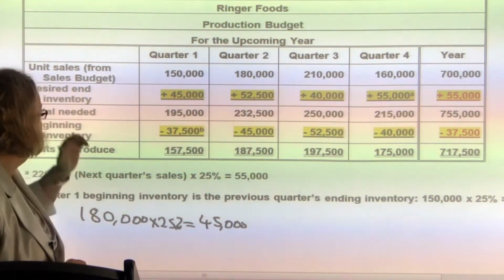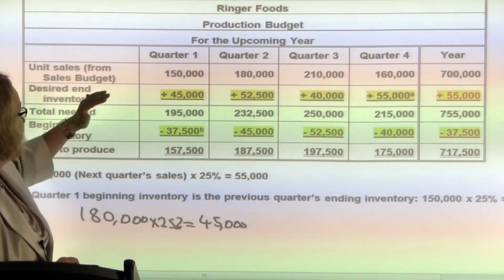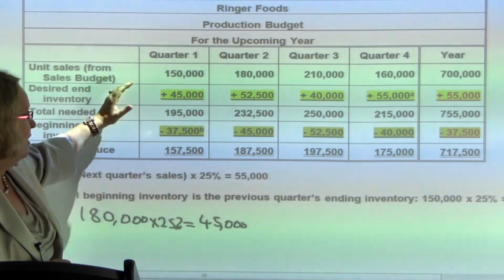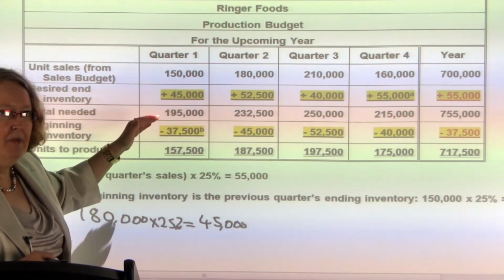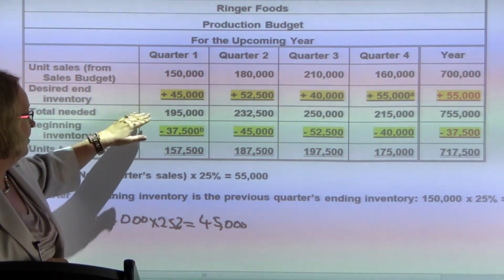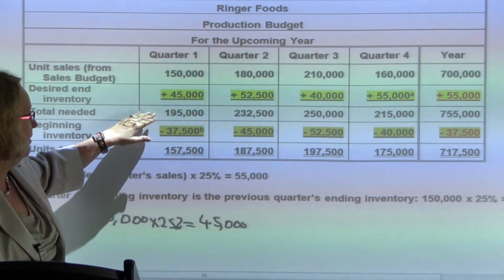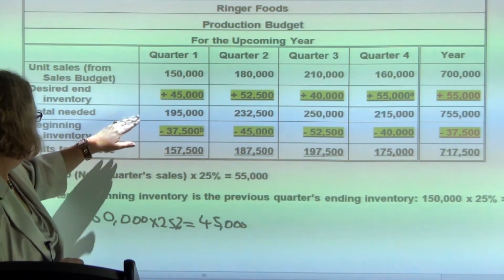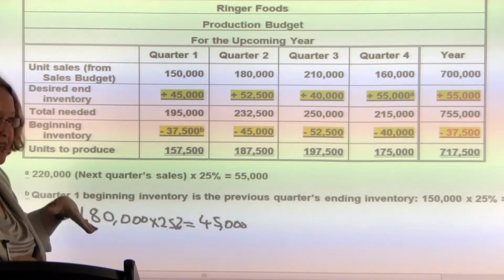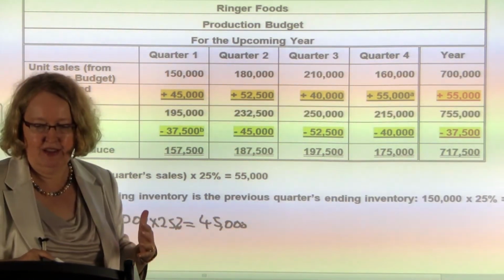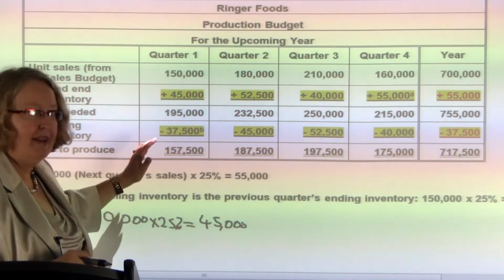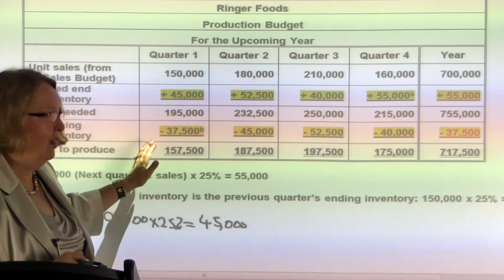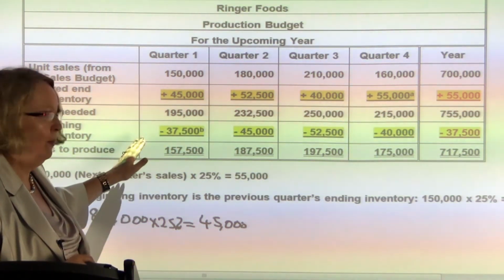So now we're saying the total inventory we need is what we anticipate selling plus what we need to have on hand at the end of the period. It's going to equal, in this case for the first quarter, 195,000. But we don't really need to have 195,000 on hand right now, because you already started off the beginning of the year with your opening inventory.